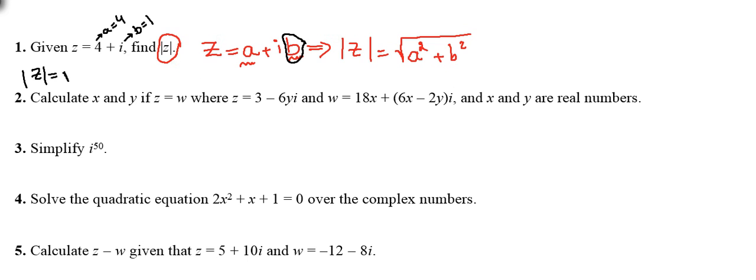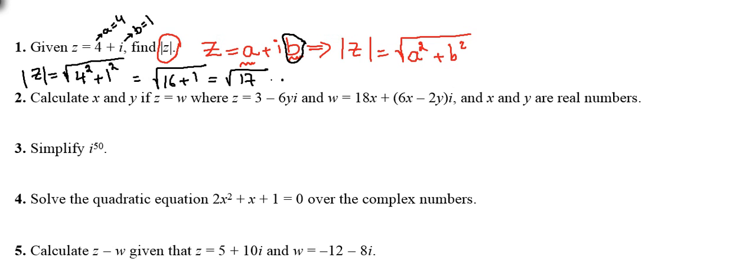So what is its modulus? Simply that. Radical a square plus b square. This means 4 square plus 1 square. And the answer will be radical 16 plus 1. That is radical 17. It's done.